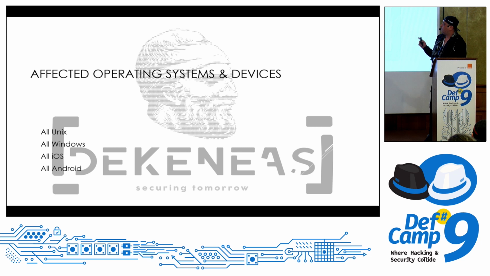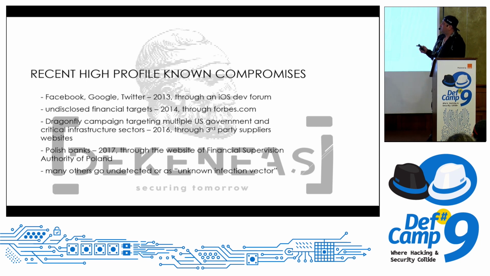This technique affects all Unix systems, all Windows systems, all iOS, and all Android. Your phone is just as much a target as any other computer. Nothing is safe. Recent high-profile known compromises affected Facebook, Google, and Twitter in 2013 through an iOS developers forum; undisclosed financial targets in the US in 2014 through the Forbes.com website; the Dragonfly campaign targeting multiple US government and critical infrastructure sectors in 2016 through third-party suppliers' websites. And the most known attack was the case of the Polish banks in 2017 through the website of the Financial Supervision Authority of Poland.